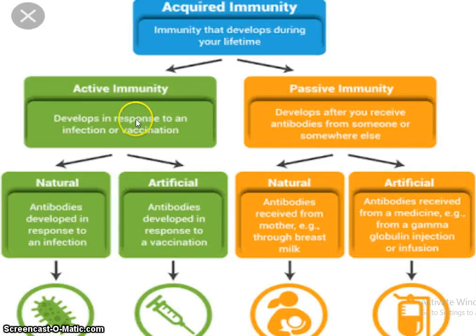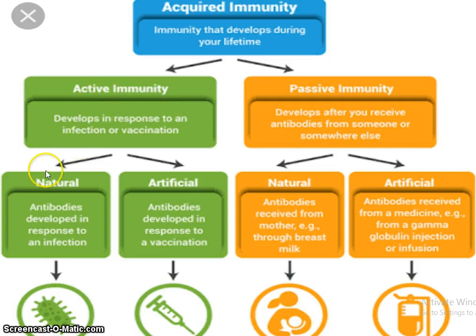Next, types of acquired immunity. Acquired immunity is of two types: active immunity and passive immunity. Active immunity means our body produces actual antibodies in response to antigens. In passive immunity, we get prepared antibodies. It means our body does not develop its own antibodies, but we get prepared antibodies. That is passive immunity.